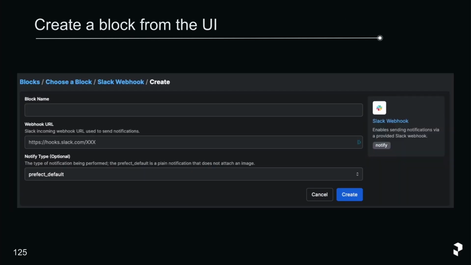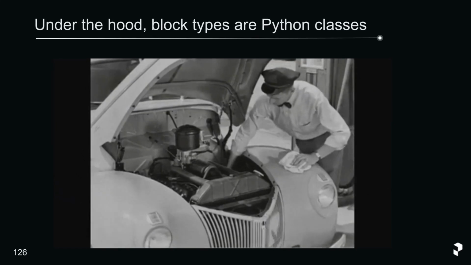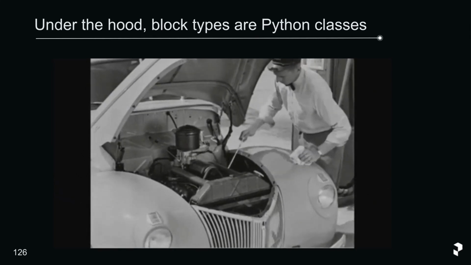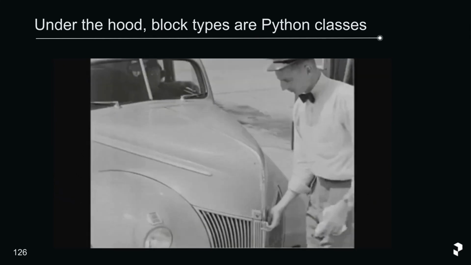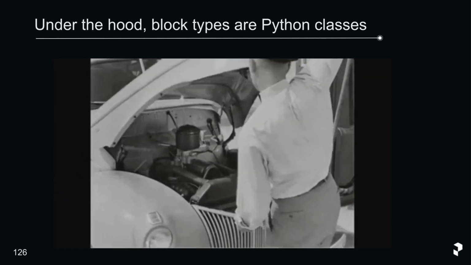In this example, we've gone ahead and picked a Slack webhook block. What this block does is it stores information about the webhook URL that we're going to leverage to send Slack notifications to a particular Slack channel concerning the status of our workflows. So here is the beginning of the form. Under the hood, there's really no cause for concern or mystery. Block types are essentially just Python classes.